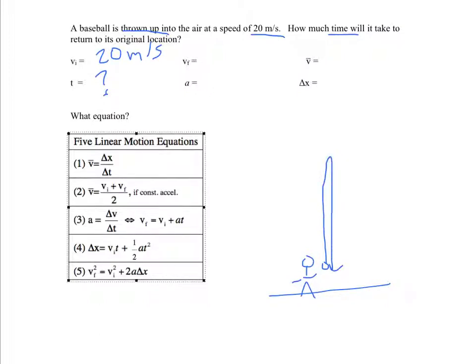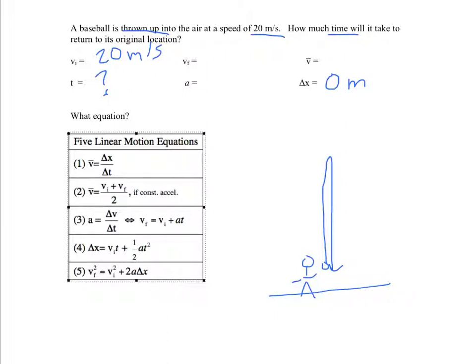So delta x is the displacement. If it starts and ends at the same point, delta x is going to be 0 meters. Now remember, displacement is, again, how far you are from the beginning to the end. It's not how far it traveled. That would be distance. So that's delta x.